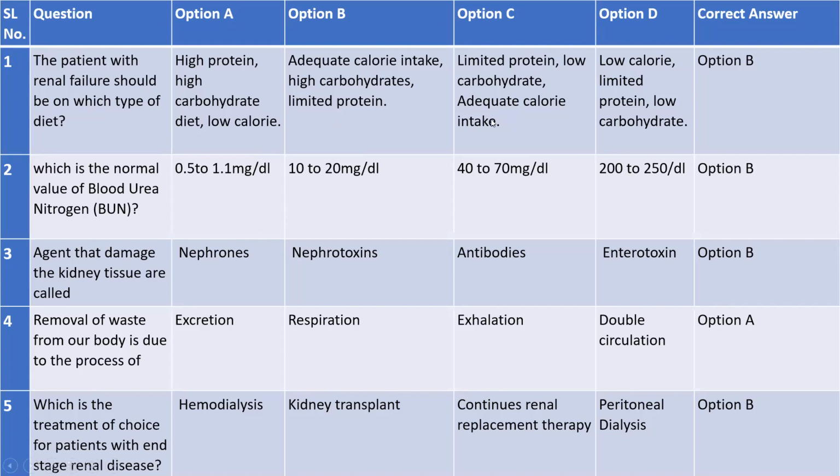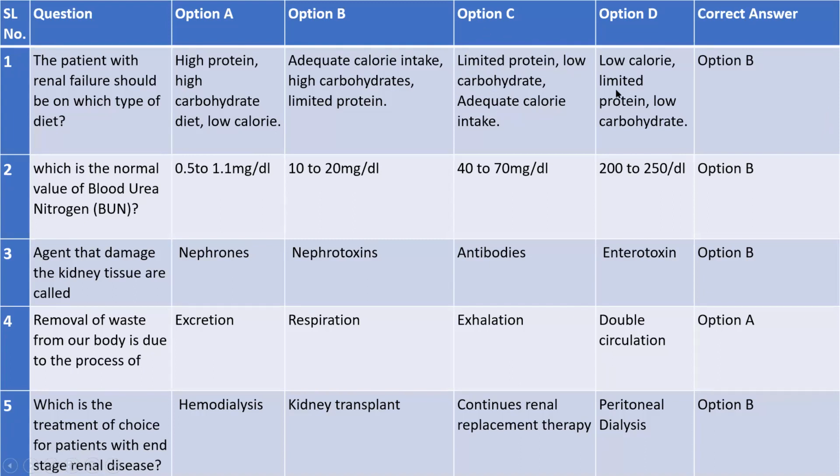Just try to understand. I have already mentioned the correct answer, but you need to know why it is correct and how it is correct. Don't simply read the question and tick by heart. Don't do like that. Now option C: here also there is limited protein, but it says low carbohydrate and adequate calorie intake. Adequate calorie intake was correct, and limited protein is also correct, but here they suggest the renal failure patient to take low carbohydrate, which is false. So this cannot be correct.